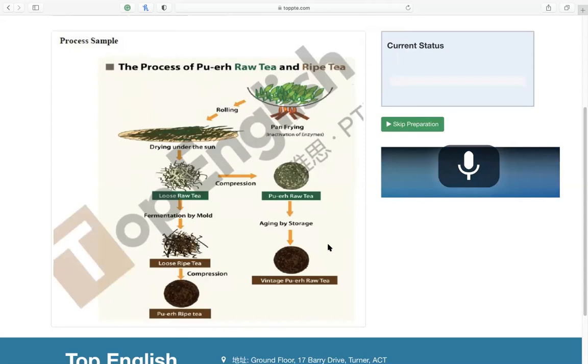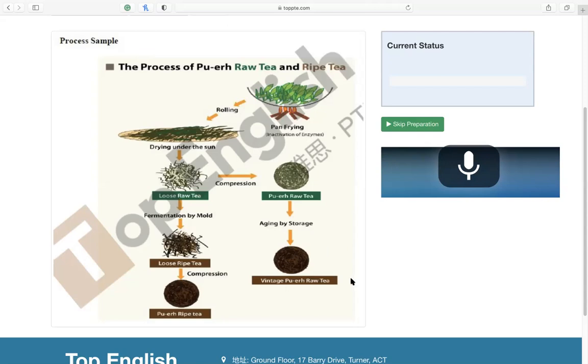I have got an image in front of me. I can see the process of pu'er raw tea and ripe tea. I can see many arrows. I can see pan frying. I can see rolling. I can see drying under the sun. On the screen, I can see fermentation by mold. I can see compression. I can see aging by storage. I can see vintage pu'er raw tea.